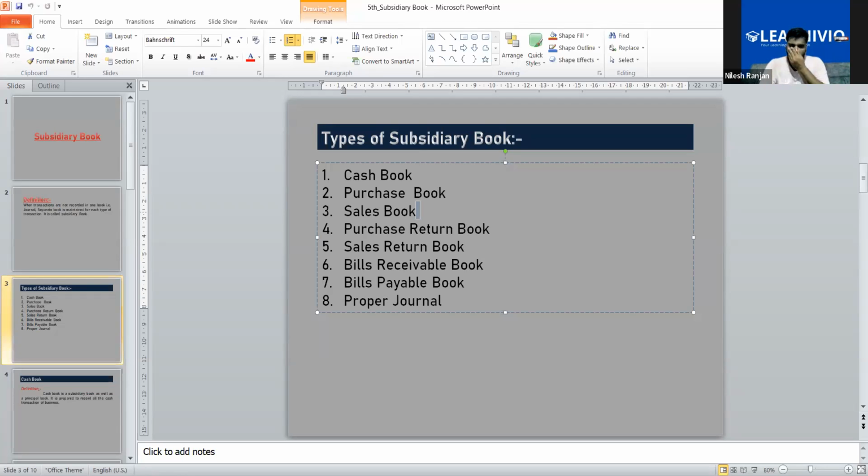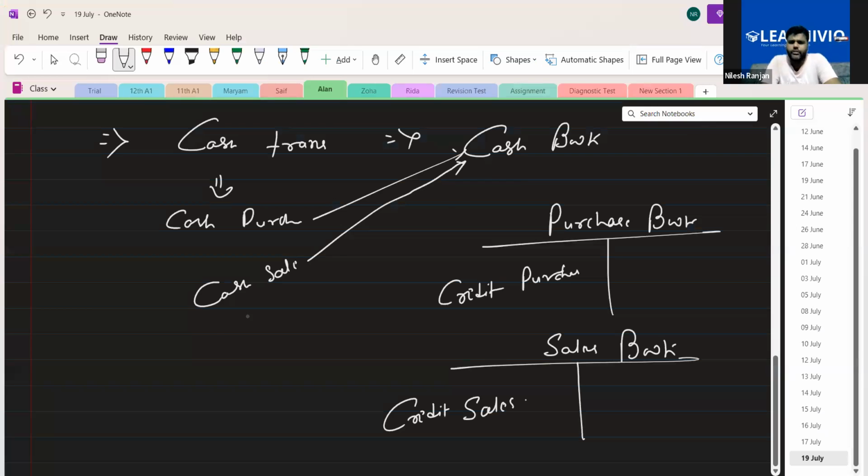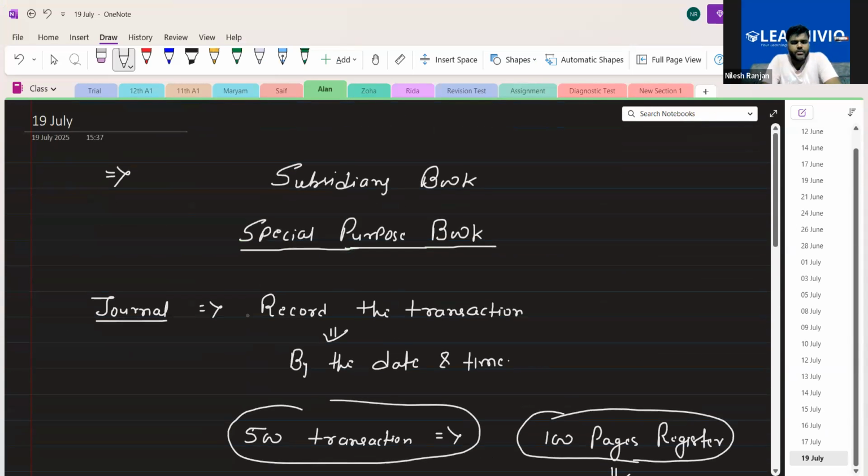So in a proper journal, only assets can be there or anything else? There are many transactions that will be recorded. We will discuss it later. Okay, so now the cash book.